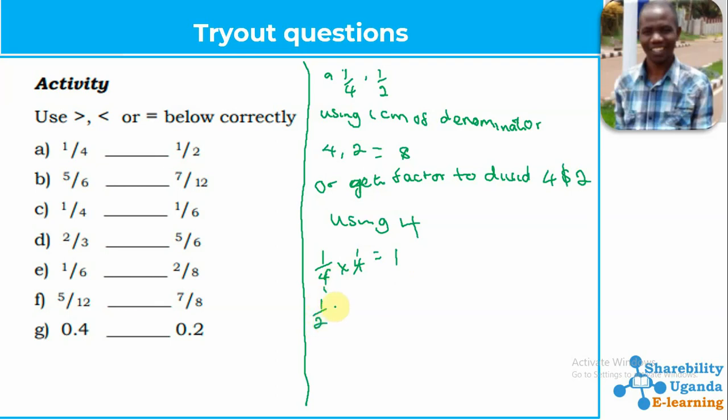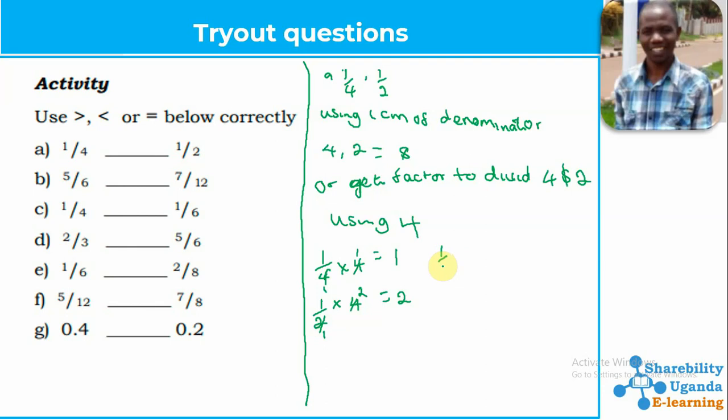Then we also use the other fraction, which is 1 out of 2, and multiply by 4. I mean by 2: 1 by 2 over 2 by 2. So our answer here is going to be 2. So if we also use the LCM, we can get the same answer.